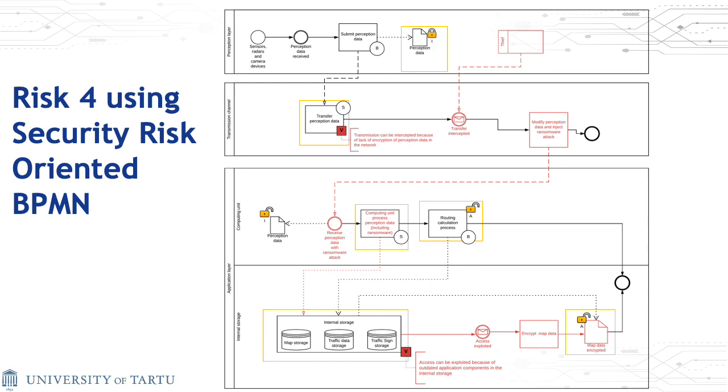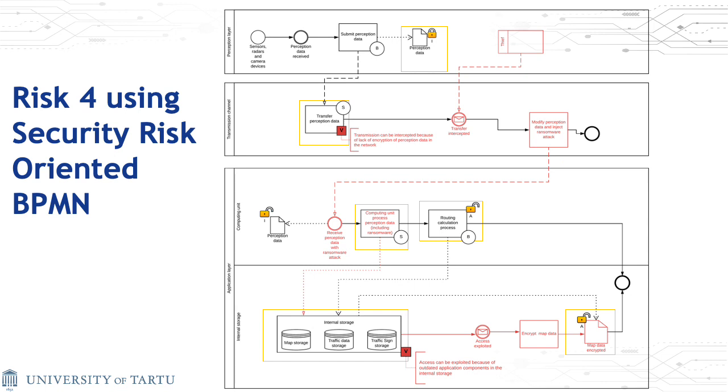So now let's talk about the security risk model oriented BPM. Here in the diagram we have highlighted in yellow the system assets and business assets that have been affected by our risk scenario. So let's start. Here we have a TF that is our threat agent that is able to intercept the transmission channel to modify the perception data due to the lack of encryption of data in the network. So the transfer is intercepted and the TF modifies the perception data and injects a ransomware attack to encrypt the map data.